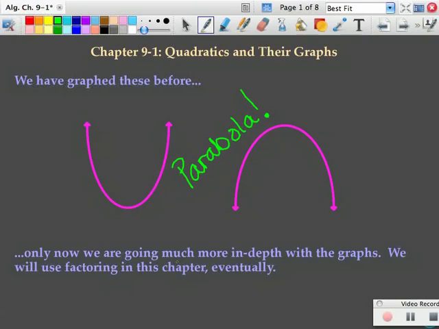Now, we're going to eventually go much more in depth. We'll use factoring eventually, but in this section right here, we're just going to graze over the main concepts, main ideas. And the further we go, we'll learn how to graph these shapes more accurately, as opposed to before, where we just put it on a graph.